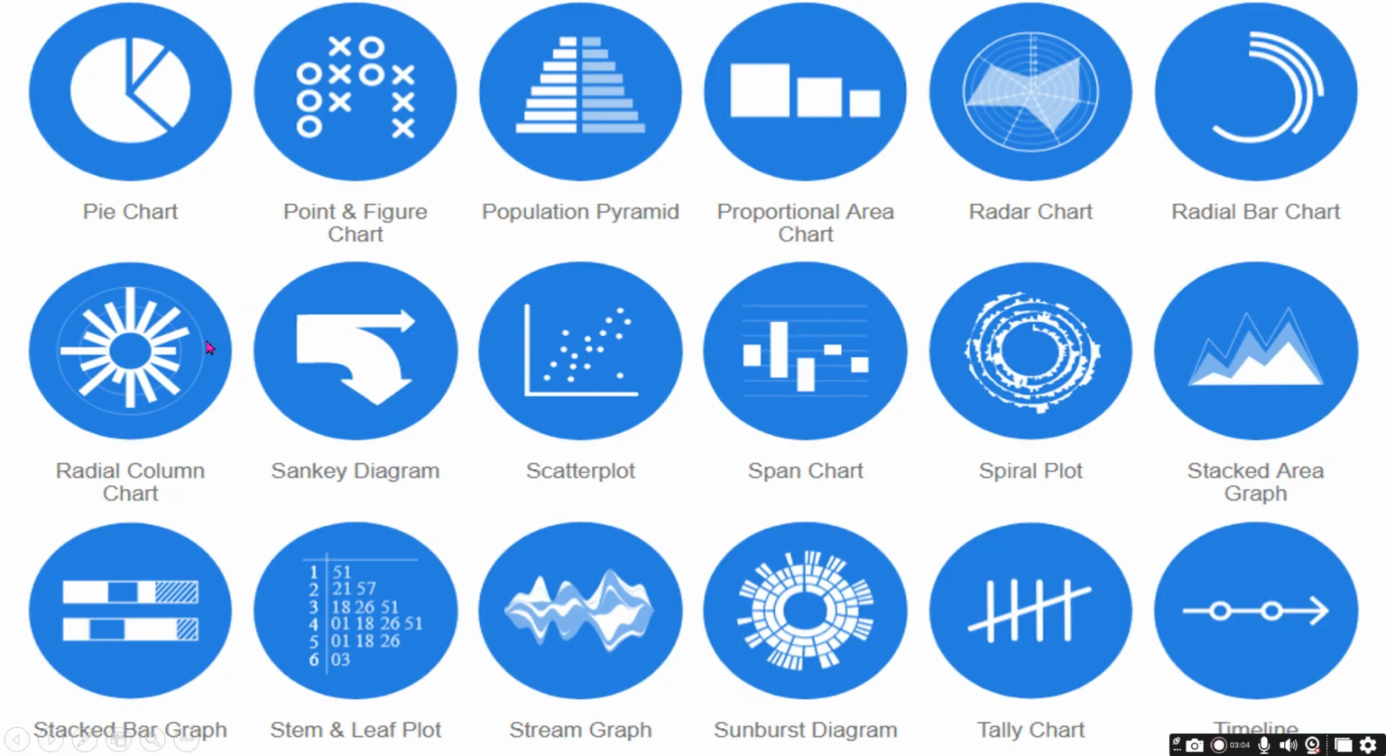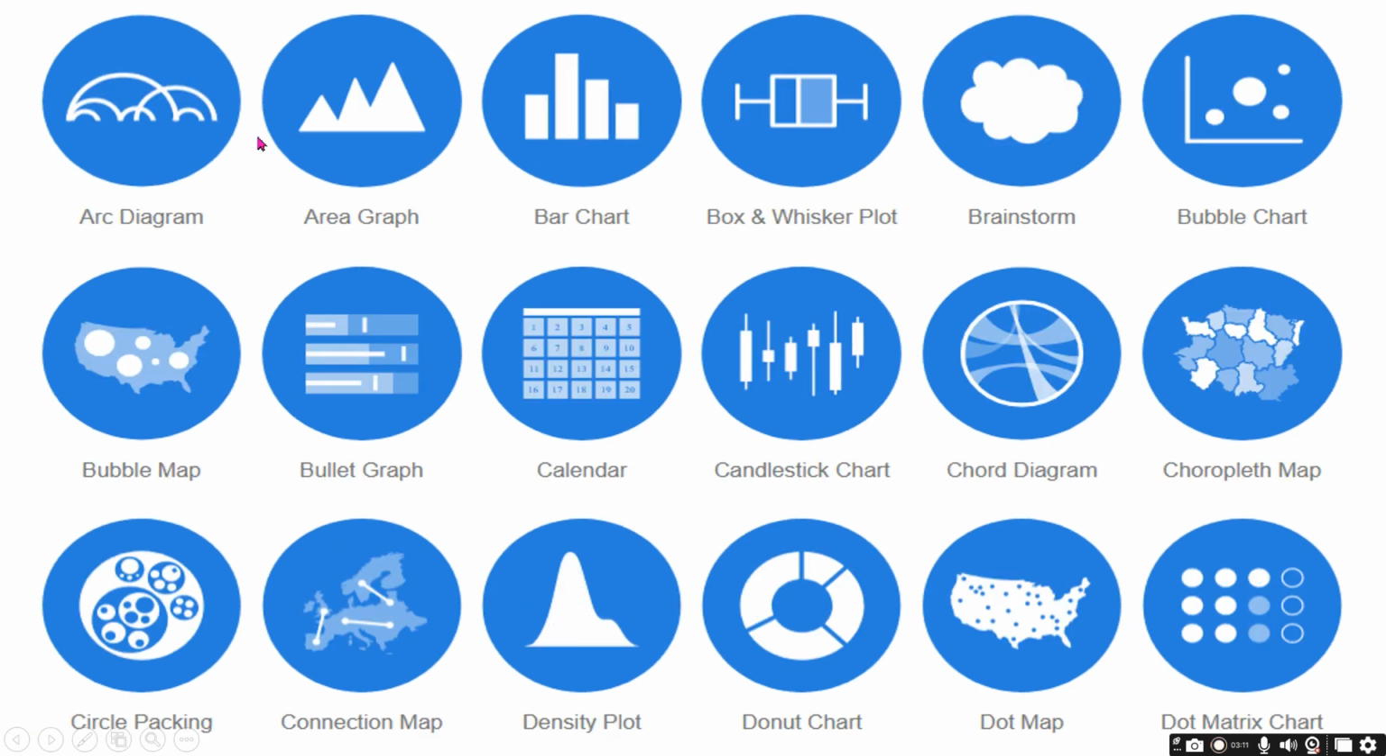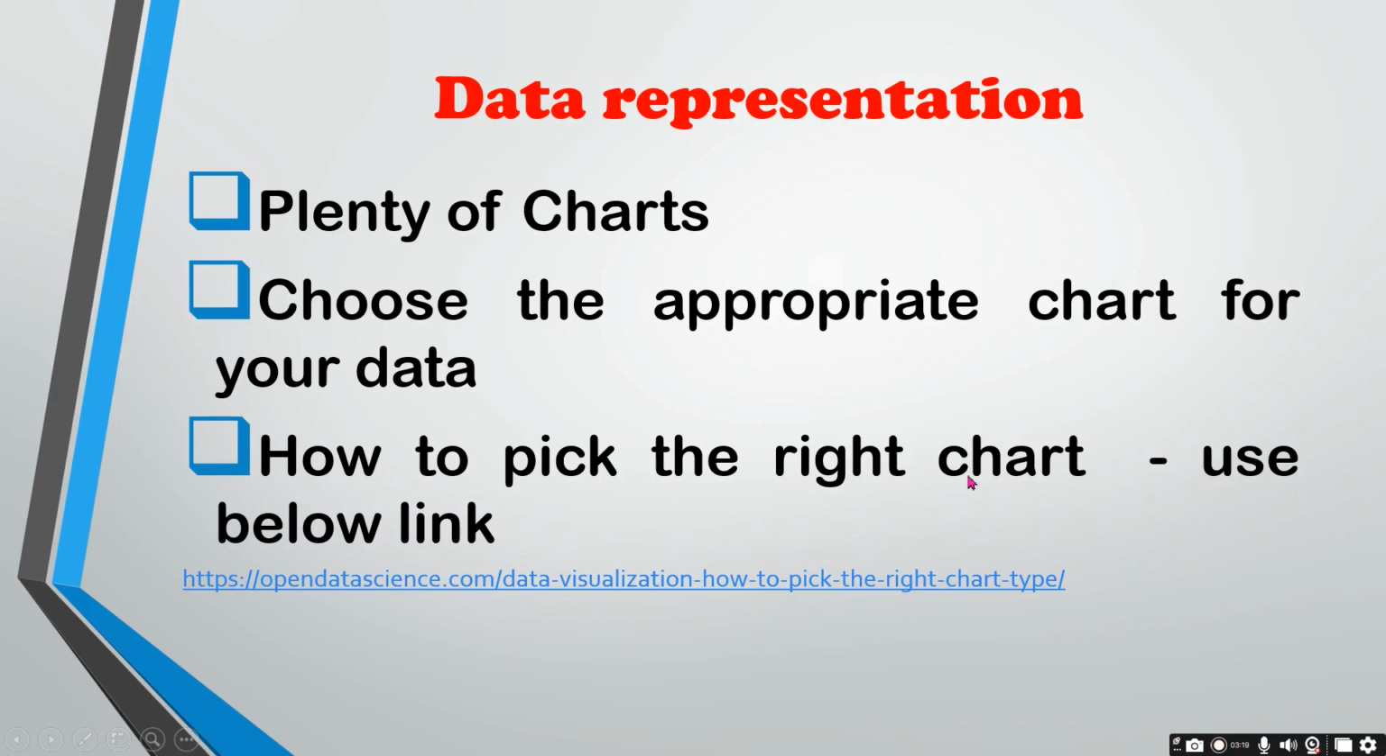So there are various charts like the pie chart and the scatter plot to represent the data. And here we also see the bar chart and the box and whisker plot. There are various ways to represent the data, so we have to choose the appropriate chart or graph for the data. In this link you can read how to pick the right chart for particular data.